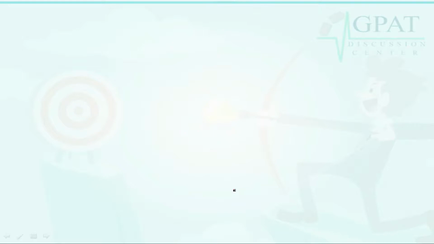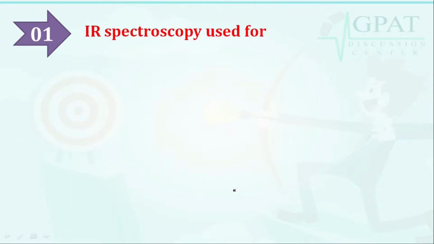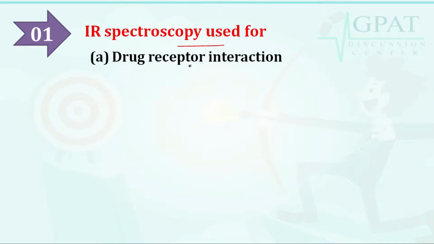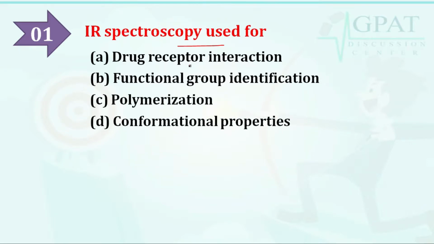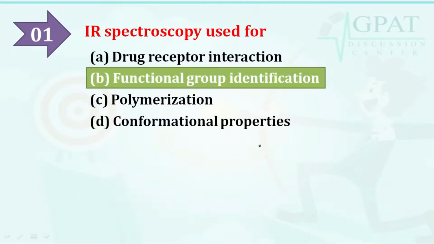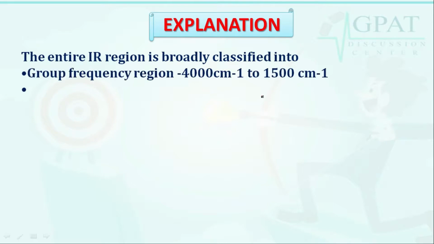Today in this video we are going to cover some very important questions for your railway pharmacist exam. The first question is: IR spectroscopy is used for, and the options are: option A, drug receptor interaction; option B, functional group identification; option C, polymerization; option D, conformational properties. The correct answer is functional group identification. Let's discuss with the help of the explanation.